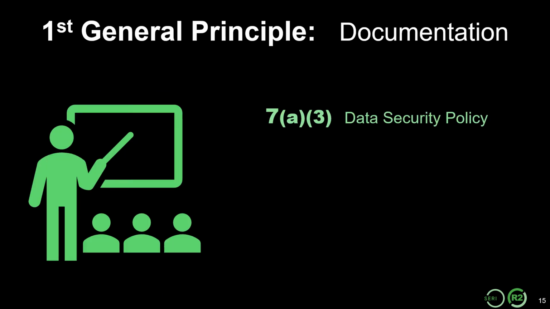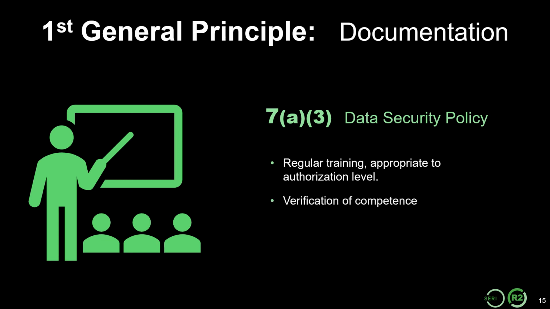Core 7A3 requires that workers are regularly trained on the facility's policies and procedures for data security to the degree appropriate for their authorization levels. For example, general authorization levels for workers in common areas, as compared to increased authorization levels for workers performing sanitization activities in secure areas. Verification of competence must also be conducted to qualify a person's skills in relationship to meeting the data sanitization and data security requirements.